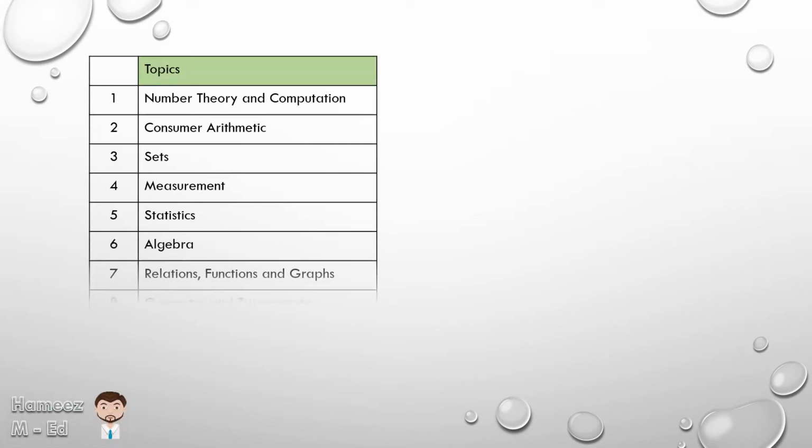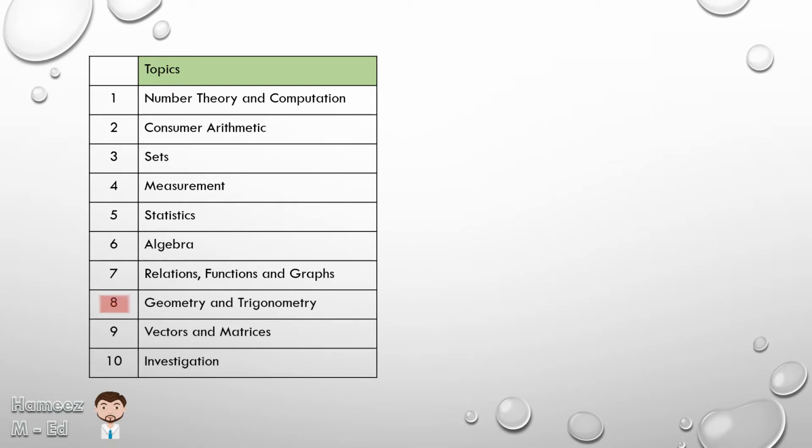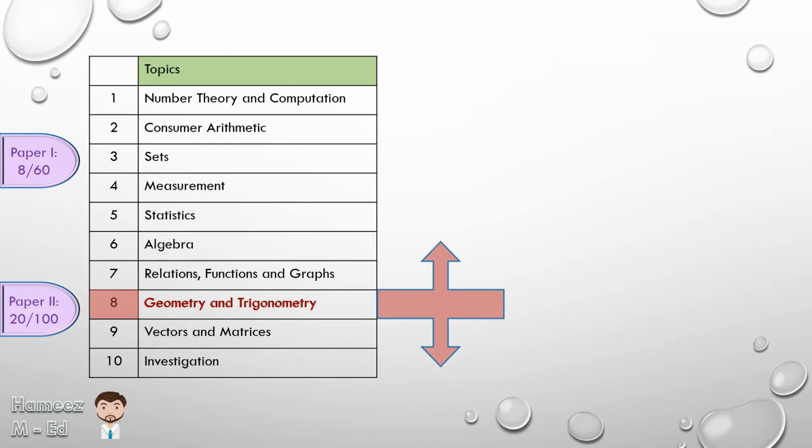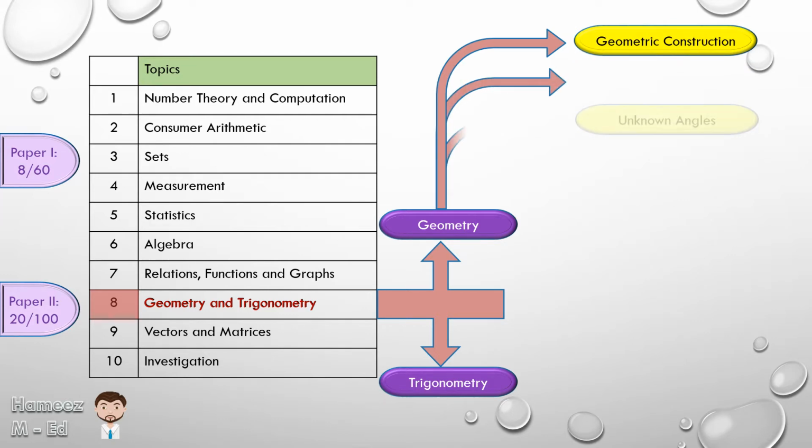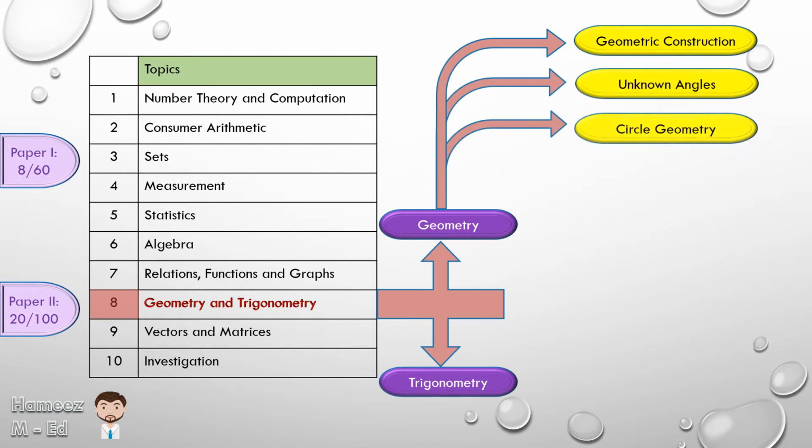If we look at the 10 major topics in CSEC Math, this video looks at topic number 8, Geometry and Trigonometry, which is tested for 8 questions in the multiple choice out of a possible 60 in paper 1, and 2 full questions with 20 marks out of the 100 in paper 2. This topic can be subdivided into 2 parts, trigonometry and geometry. Geometry itself can be subdivided into 4 parts: geometric construction, unknown angles, circle geometry, which is what this video is about, and transformation.